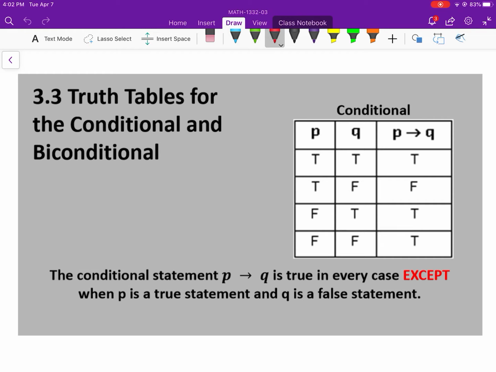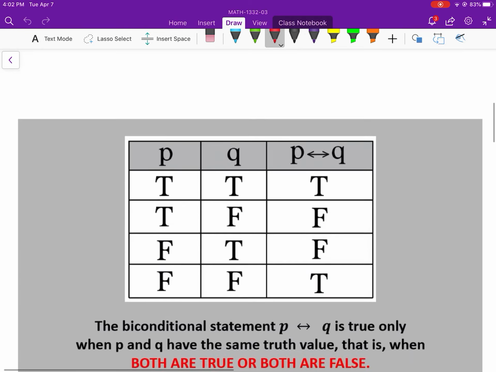So, that sentence down there at the bottom is the key statement, the conditional statement. If P, then Q is true in every case except when P is a true statement and Q is a false statement. All right, let's look at our biconditional.